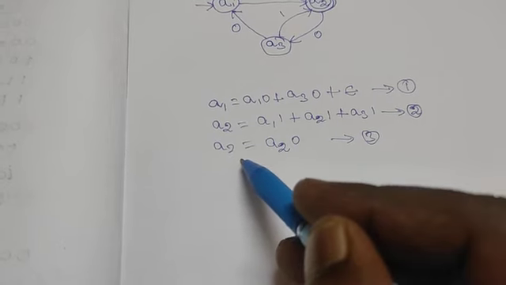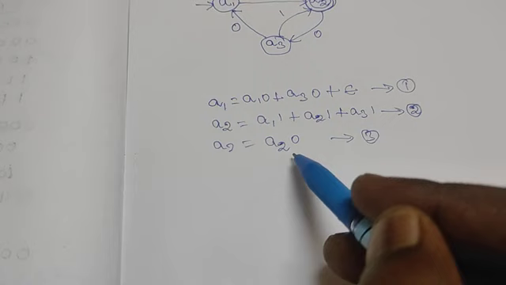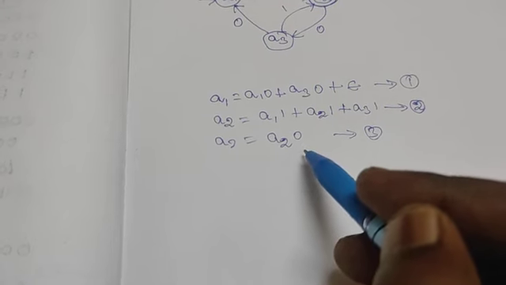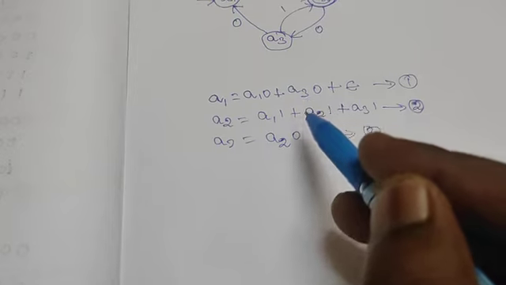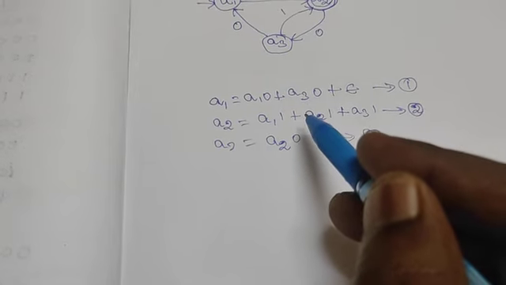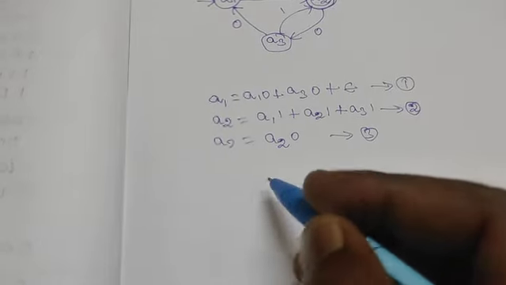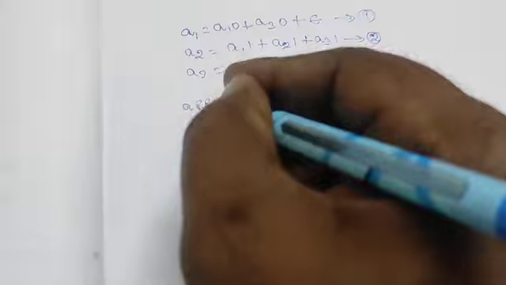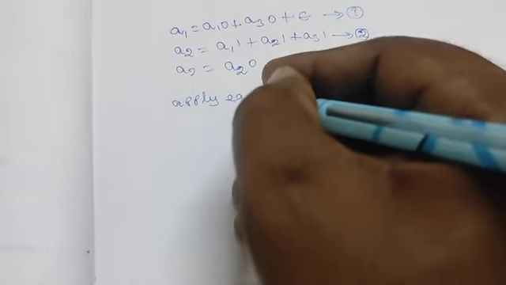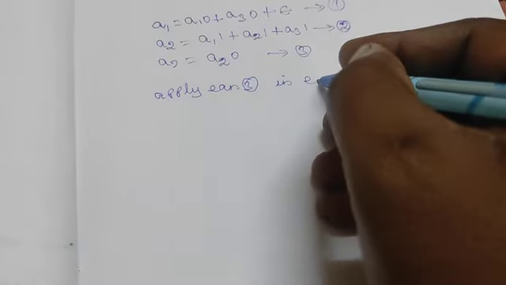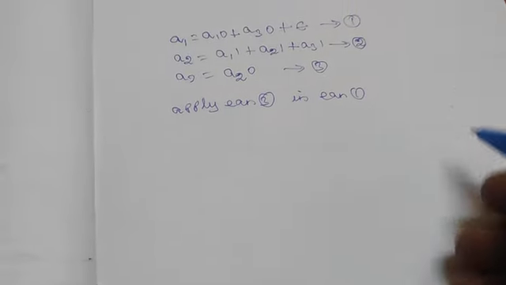Now what we have to do is, the simplest equation is A3 is equal to A2 0. Now we will apply equation number 3 in equation number 1. Okay. So we will try to apply equation number 3 in equation number 1.